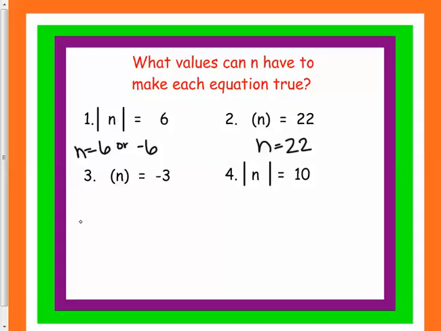Go ahead and try 3 and 4 for me and get your red pen ready. I'm going to show you what I did in just a second, so make sure you pause the video. Okay, grab your red pen. N, in this case, equals -3 because it's just in parentheses. While over here, n can equal 10 or -10 because they're both 10 away from 0. The absolute value sign means that there's going to be 2 answers for that one.